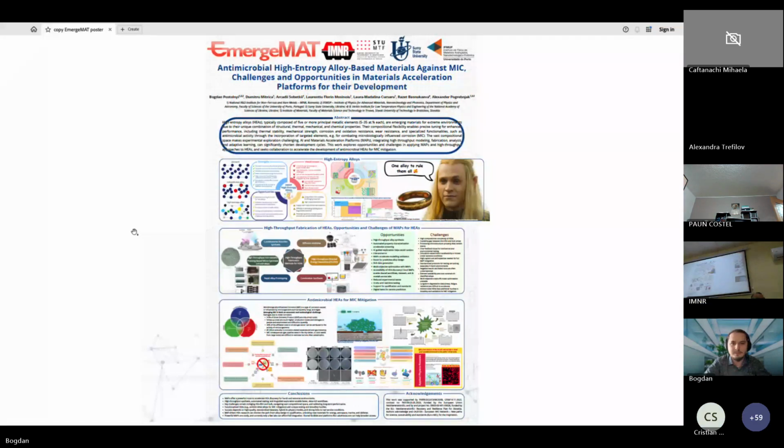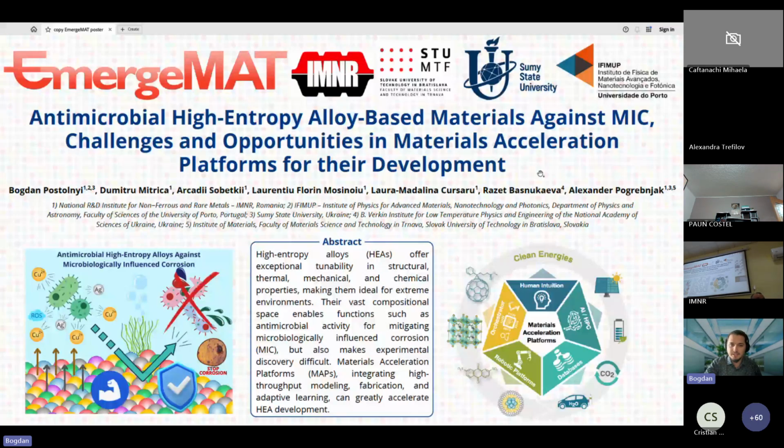Can you see the screen? Yes, please. I cut my poster into parts for better visibility. Since I have just 1-2 minutes, this is the short speech. Could be 5 because you are not too many online. Okay, nice. The main intention is just to invite you to go to the website of the EMERGEMAT conference, access the folder with the posters, and you can find the poster there for more details.